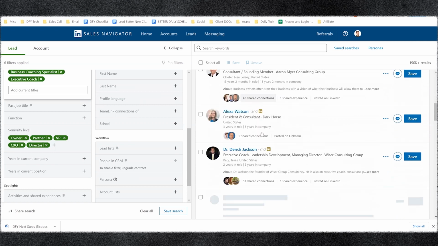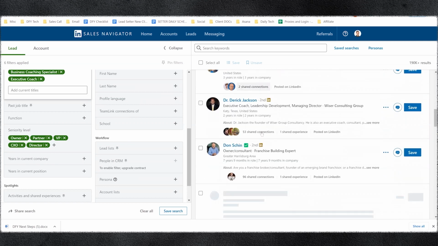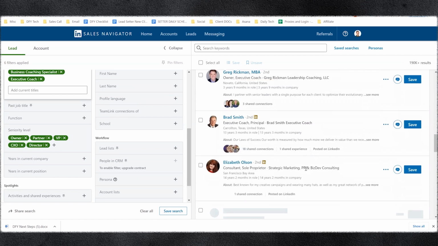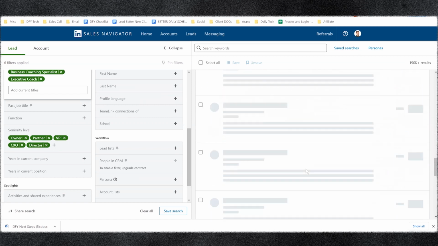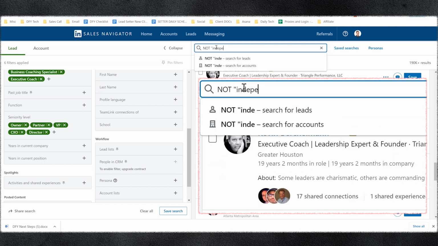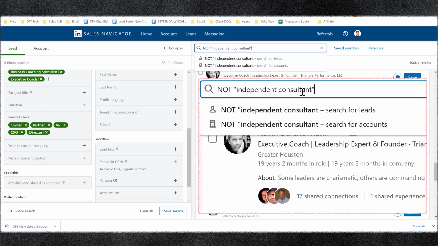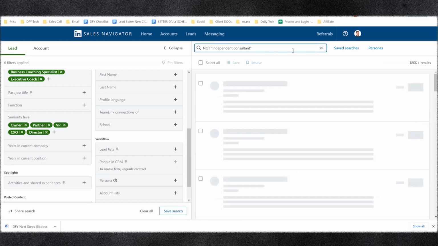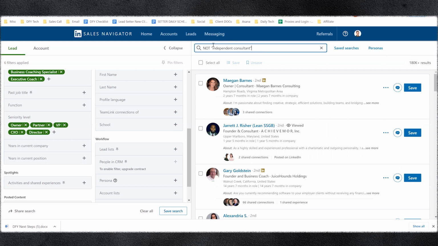Now, here's a challenge with this. You're going to get some people that label themselves as a consultant, but they're like an independent consultant for like Amway. I'm not knocking it. I don't know anything about it, but I don't want them in my list. I want to get rid of the people that are not my ideal client. Let's say not, you have to put all caps, by the way. I put not independent consultant there. Now watch what happens to the 190 when I do this. So I got rid of 10,000 leads that were probably not my ideal client.